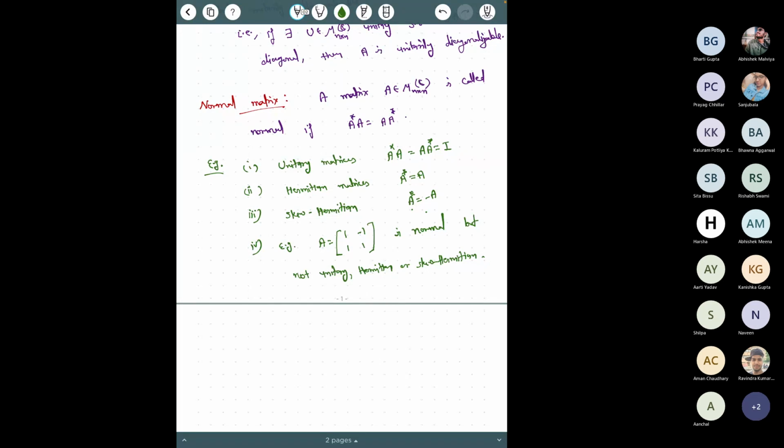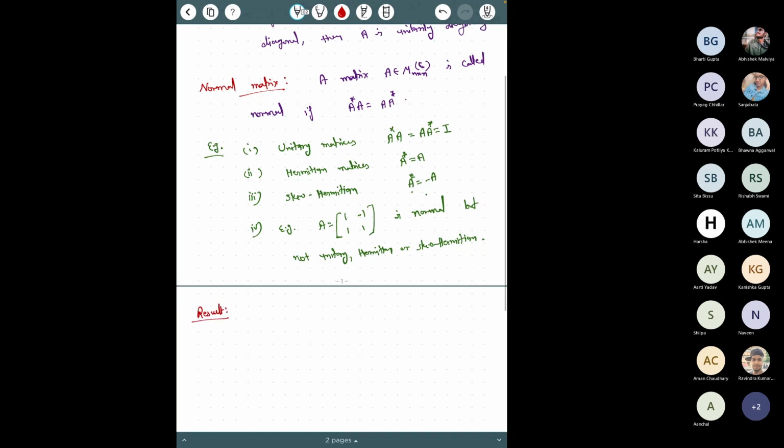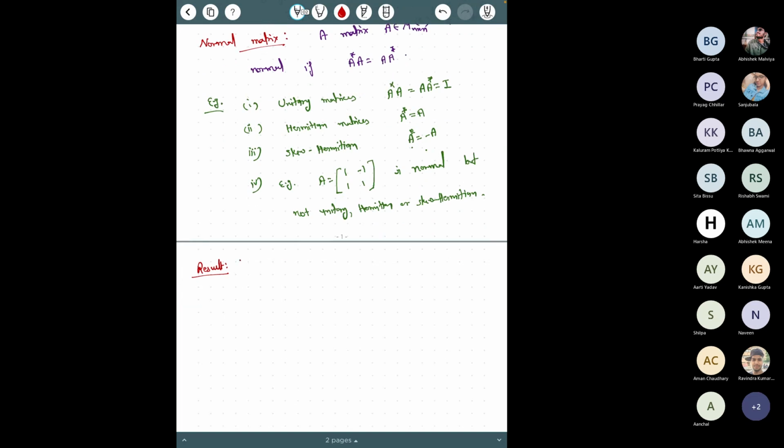So it says that if a matrix is normal, then it is unitarily diagonalizable, and the converse is also true. So basically, if and only if. Let me write this result first. This result is known as the spectral theorem for normal matrices.